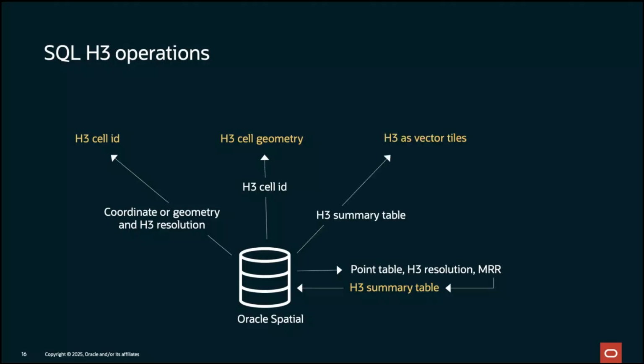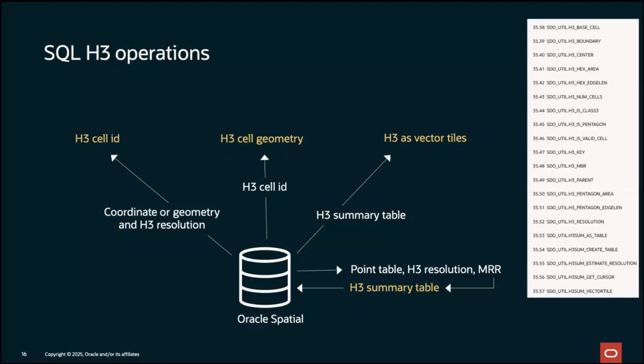And the main purpose for that is for the function we have that will take that summary table and return it in vector tile format, just like we've been talking about with other tables, so that the H3 hexagons can be consumed in an app. And that's what I'm going to show, all these things, next.